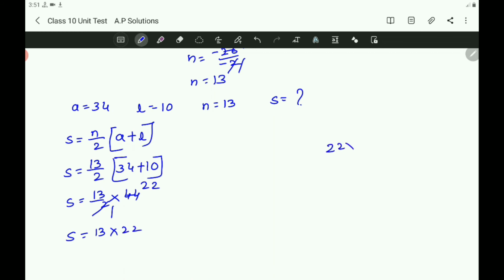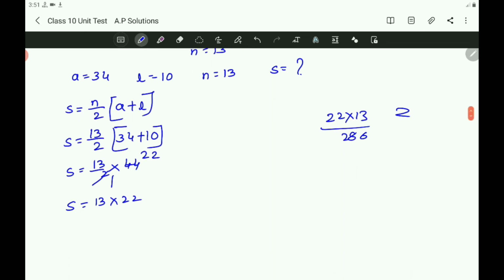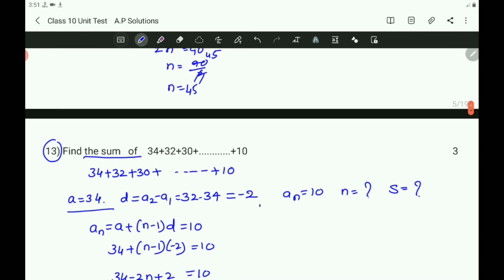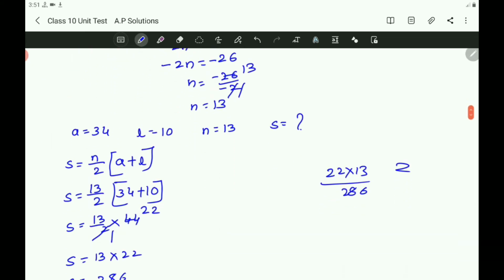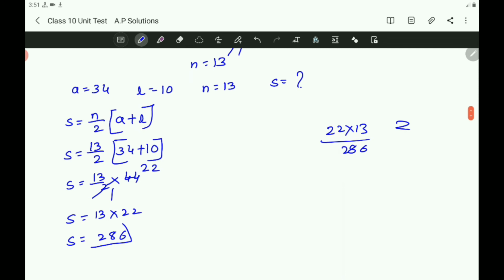Then find the product of 22 and 13. 13 2s are 26. Again 13 2s are 26 plus 2, 28. So you got S equals 286. That is the sum of 34 plus 32 plus 30 and so on plus 10. You got this sum. What is that sum? The sum is 286.